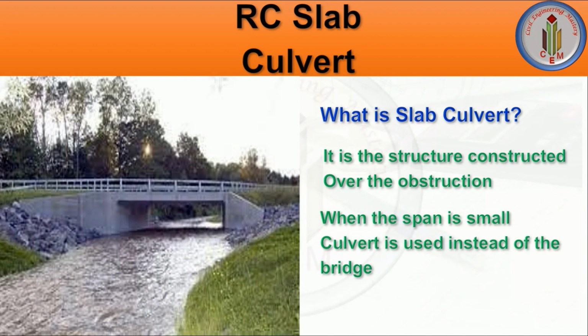For smaller spans, solid slab culverts are economical. When the span is large, solid slab culverts are uneconomical. However, the advantage of a solid slab culvert is that its construction is simple and formwork is cheaper. That is the main advantage of a solid slab culvert. So this is applied when the span is small. When the span is large, solid slab culverts are more uneconomical.